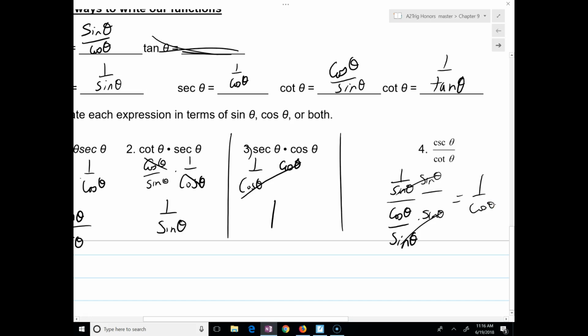So those are the basics of trig functions, or the reciprocal trig functions. You could talk more about them in terms of their angles, but we'll do that a little bit later, because right now we're just trying to see what they are and their relationships.